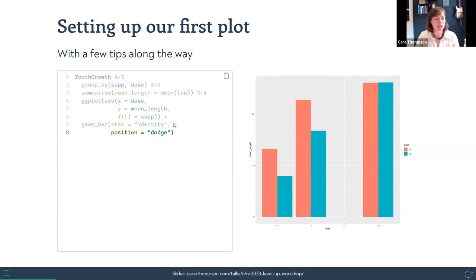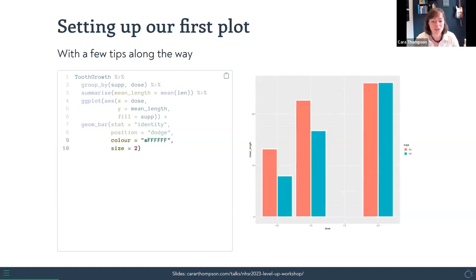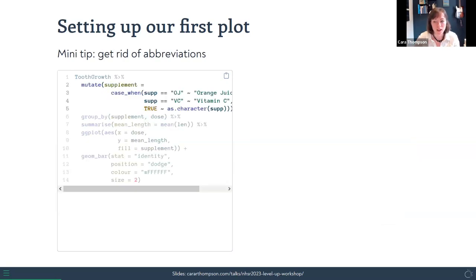So I'm going to put the bars next to each other rather than stacked on top of each other, because we're comparing two completely different conditions. It doesn't really make sense to stack them together. And then I'm just going to add a bit of white around the bars, because it makes them stand out a bit nicer. So creating the color around the edge and setting the size of that contour to 2.